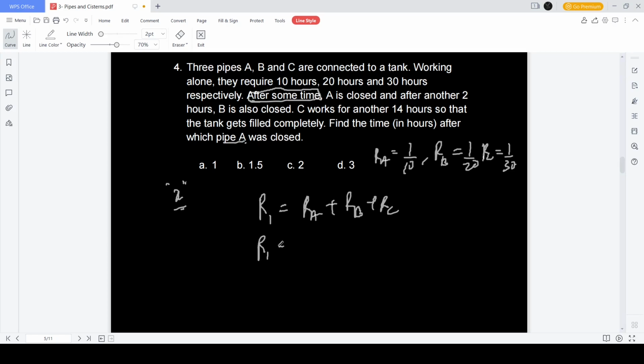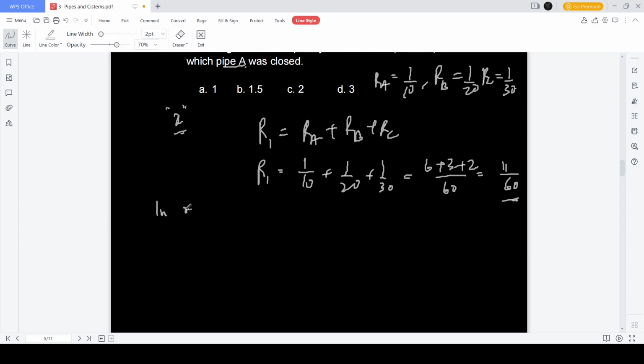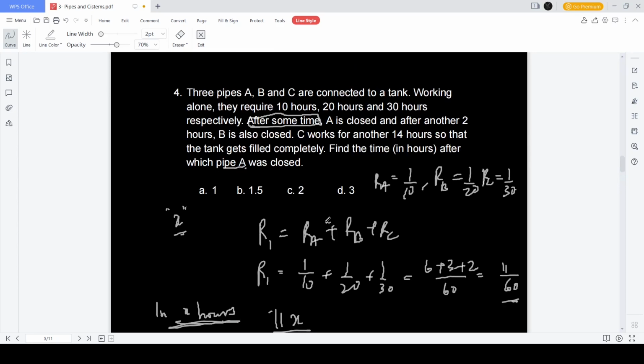So the rate for the first x hours will be 1 by 10 plus 1 by 20 plus 1 by 30, that is 6 plus 3 plus 2 by 60, 11 by 60 of the tank per hour. So in x hours, x into 11 by 60 of the tank is filled. Now A is closed after x hours, and another 2 hours later B is closed.